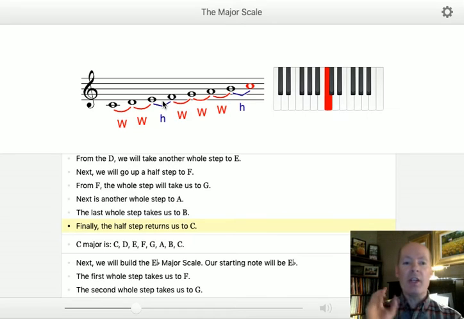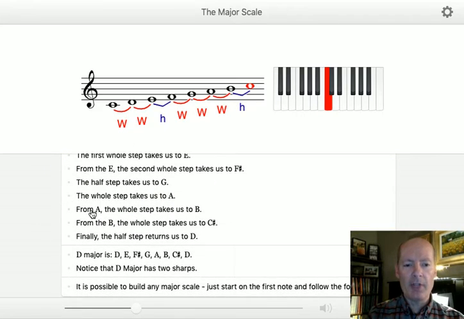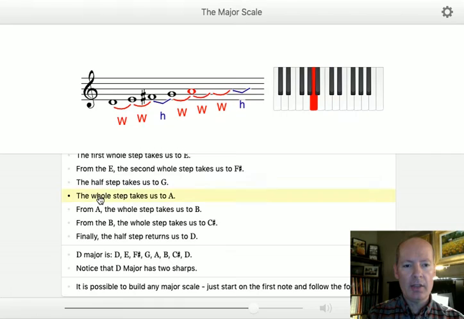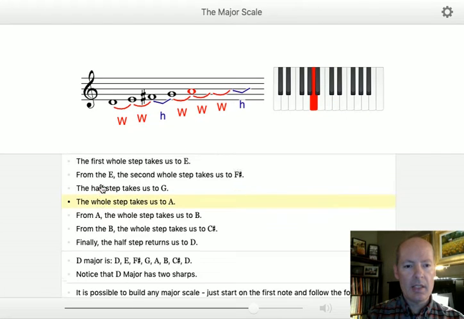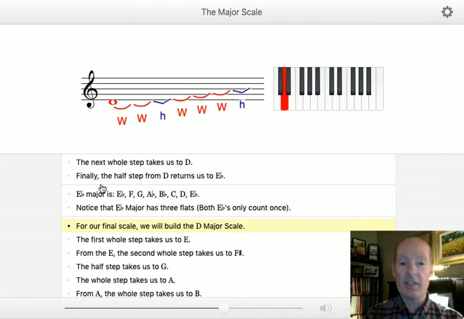So if we start on any note on the keyboard and follow this pattern of whole steps and half steps, whole, half, whole, half, we will arrive on a major scale. So let's go ahead and build a major scale on the note D.